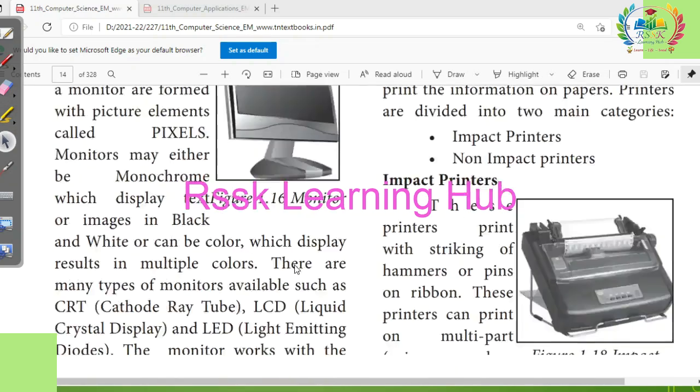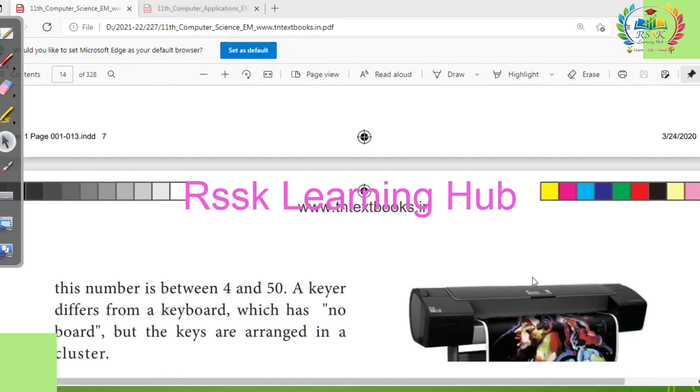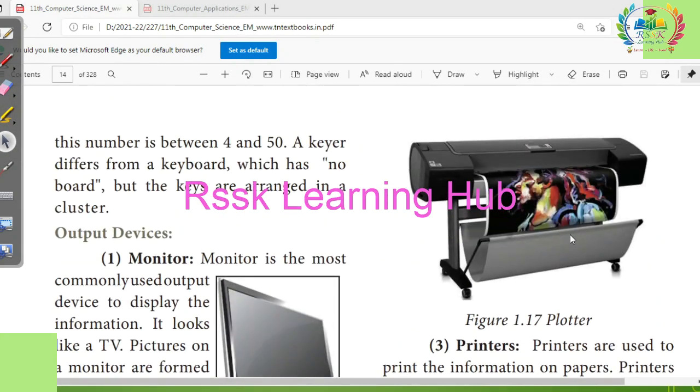So next, this is all about your monitor. Now coming to the second one, the plotter. It is one kind of output device. It produces graphical output on paper. It uses a single color or multicolor pen to draw your picture. Okay, that is the use of a plotter. I will show you. This is a plotter. So it may print in color or in general black and white also.